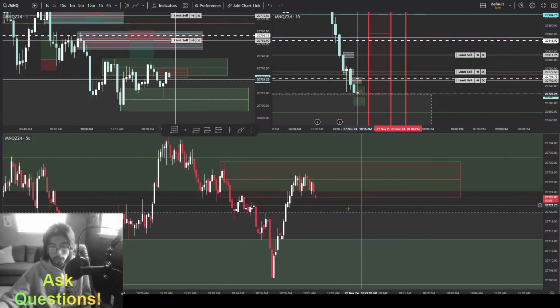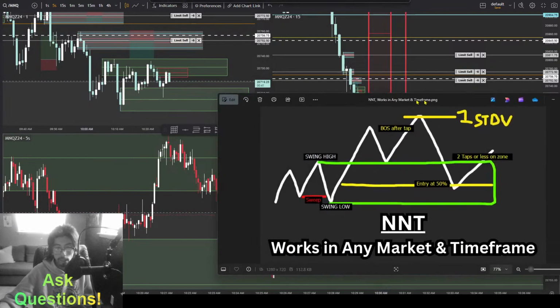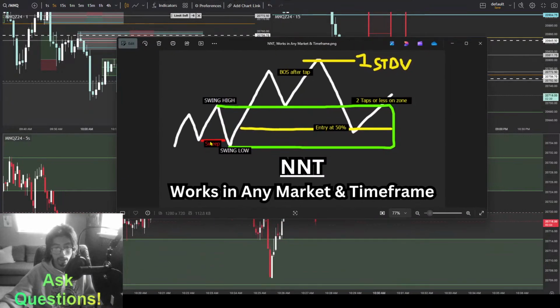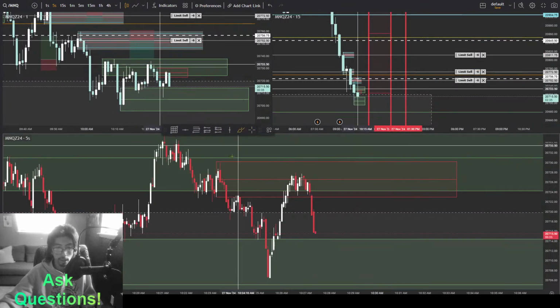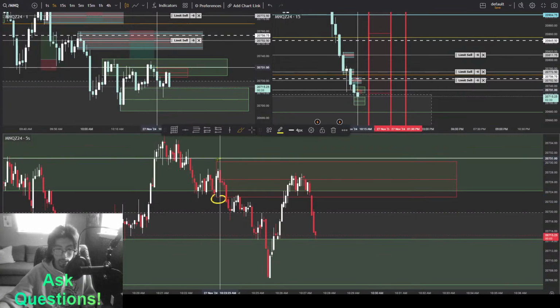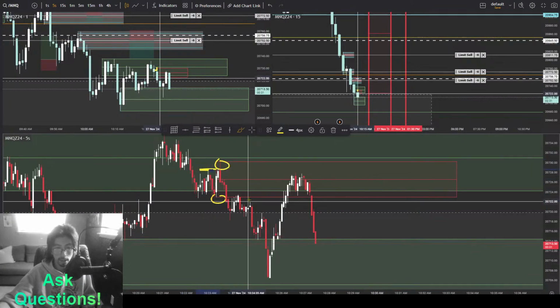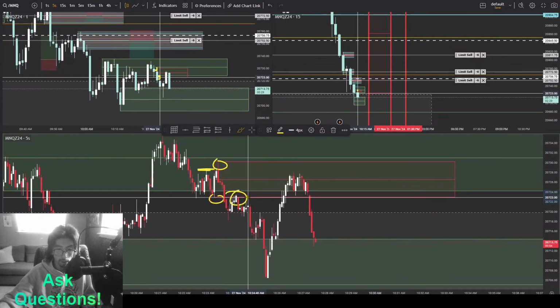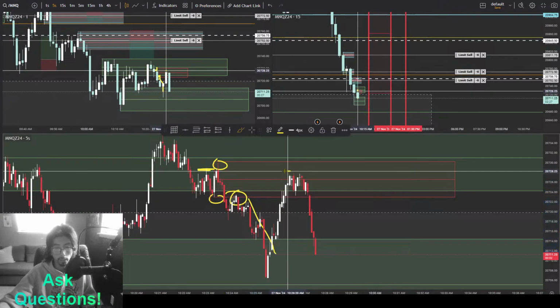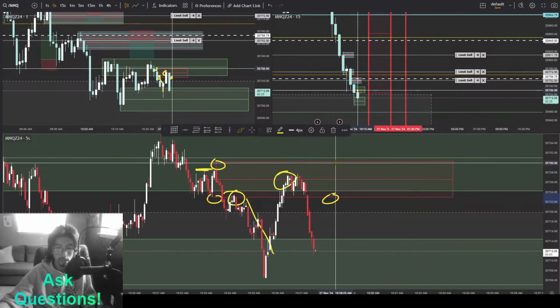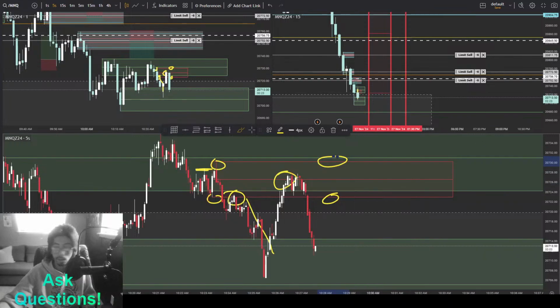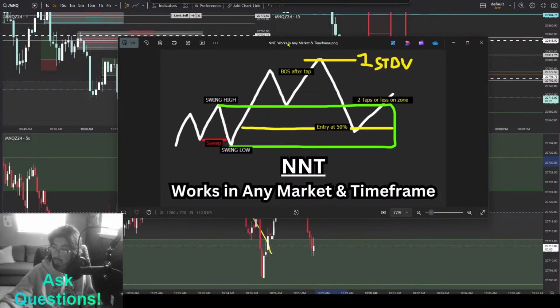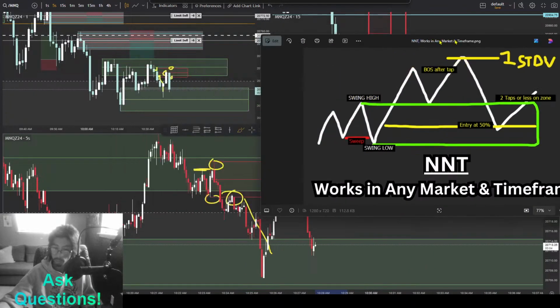This is a perfect example, like textbook setup. Sweep, tap, breaker structure, standard deviation. Let me show you right here. Swing low, swing high. Here's a sweep right there. The tap is right here. Obviously the breaker structure. And then we enter at 50%. We have our TP here and our stop one tick above. Super textbook, super mechanical. It's super easy. Don't overcomplicate it.